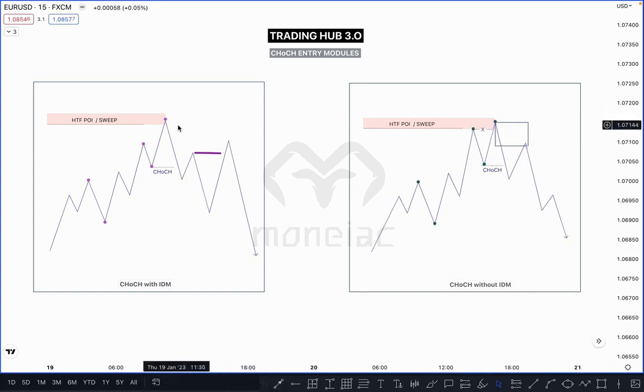In this case you can see the market breaks this high, but closes above it. So you have to wait for ChoCh and inducement for additional confirmation before entering. Then the market breaks this one and creates a new inducement here, and you can sell here like this.